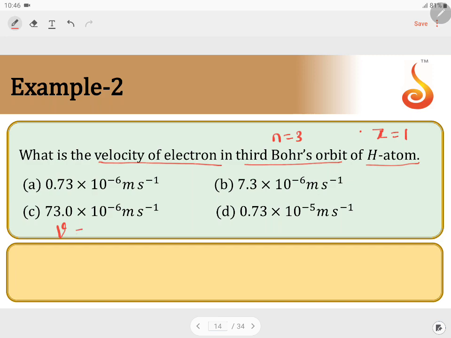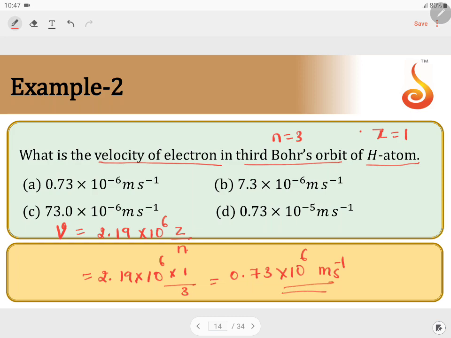Velocity of any electron in a given orbit is given by 2.19 into 10 power 6 into Z by n. If we put in the values, we get 2.19 into 10 power 6, Z is 1, by n is equal to 3. So if we divide 2.19 by 3, we get 0.73. 0.73 into 10 power 6 meter per second.